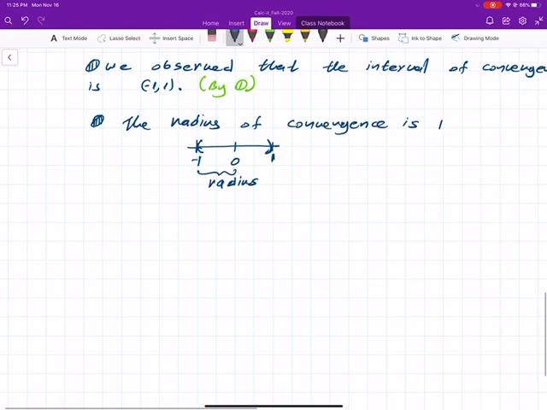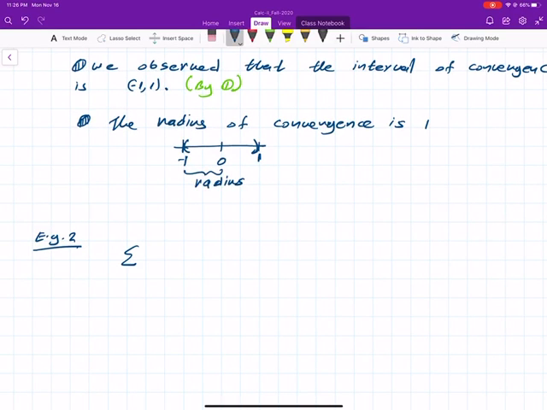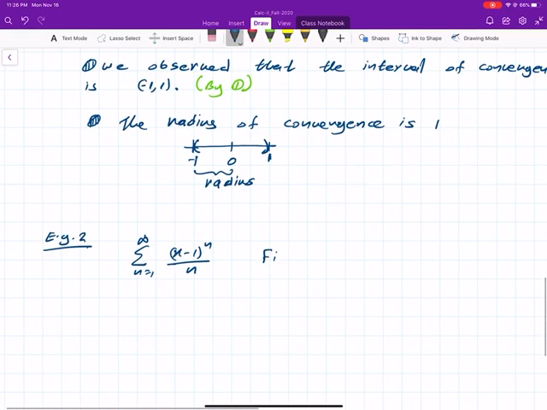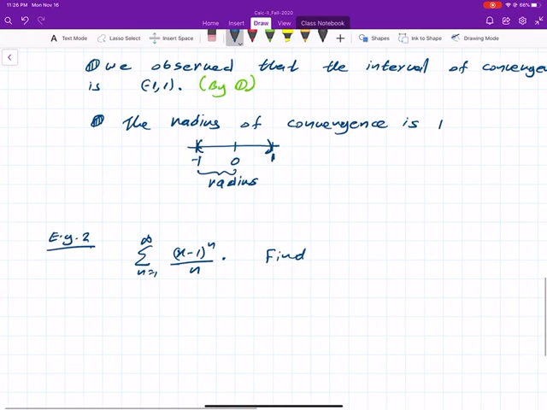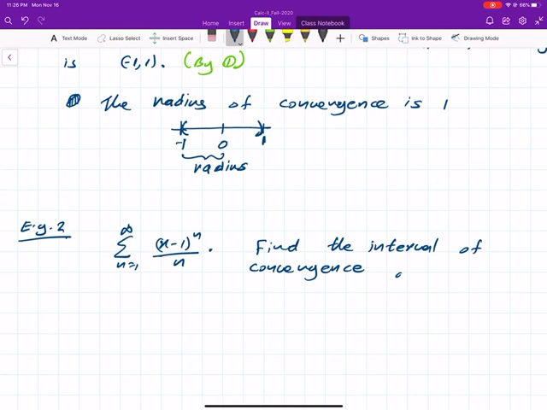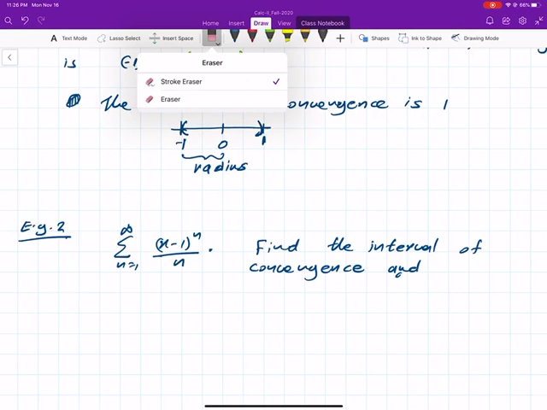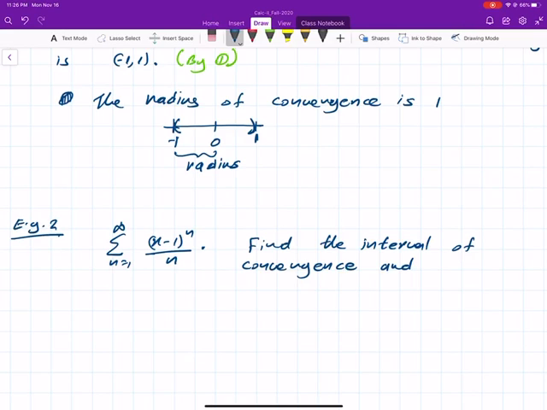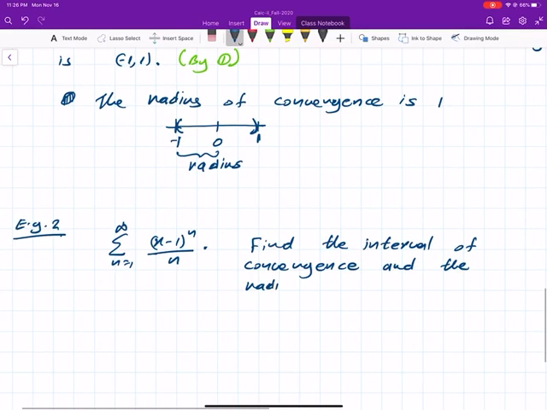Alright, now let's move to example number 2. This is the given series: the sum from n goes from 1 to infinity of (x minus 1) to the power n over n. Find the interval of convergence and the radius of convergence. Okay, you have to find the interval of convergence and radius of convergence.